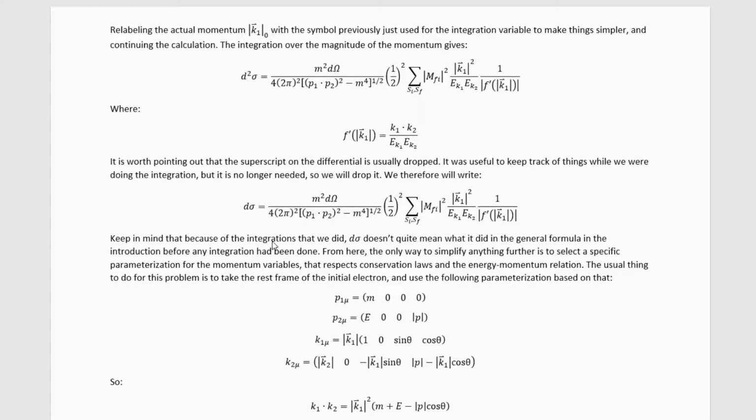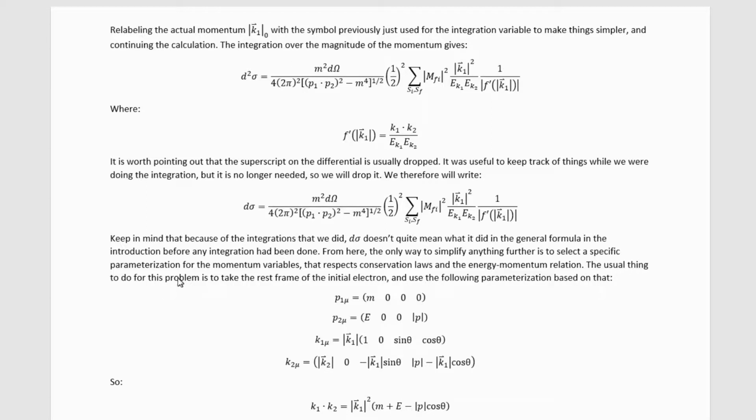Keep in mind that because of the integrations that we did, d sigma doesn't quite mean what it did in the general formula in the introduction before any integrations had been done, even if we plug in the number of outgoing particles and end up with just the 6 differentials. We've reduced 6 differentials to 2 differentials. From here, the only way to simplify anything further is to select a specific parameterization for the momentum variables that respects conservation laws and the energy-momentum relation.